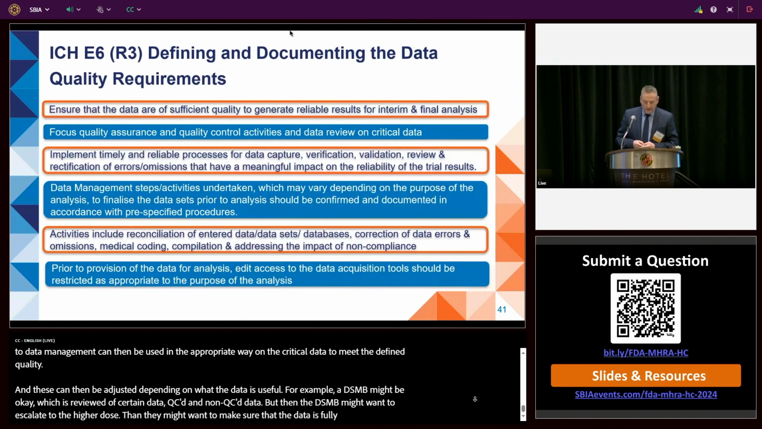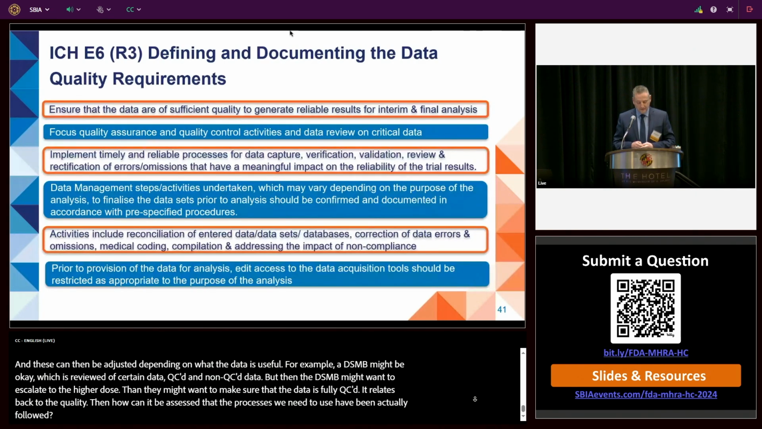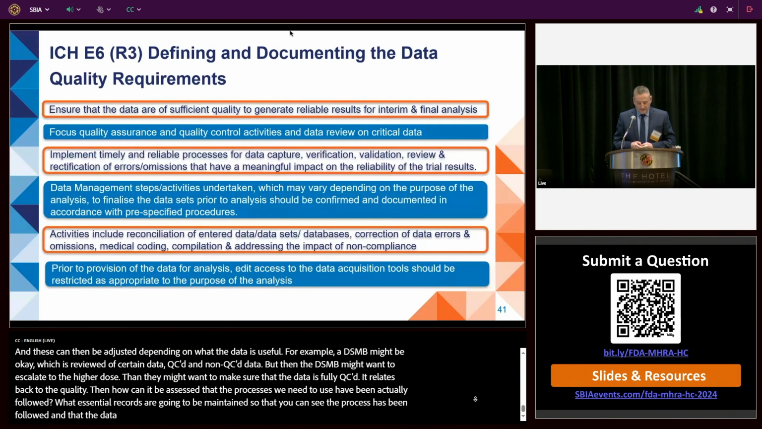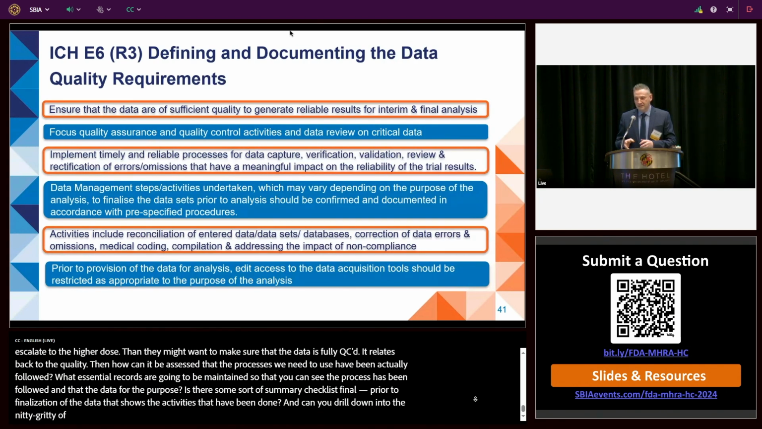And then how can it be assessed that the processes you decided to use have actually been followed? So what essential records are going to be maintained so that you can see that the processes have been followed and that the data is fit for purpose? So is there some sort of summary checklist prior to finalization of the data that shows all the activities that have been done? And then can you drill down into the nitty-gritty of all the reports and records and listing QC records to actually see these activities being done in detail?